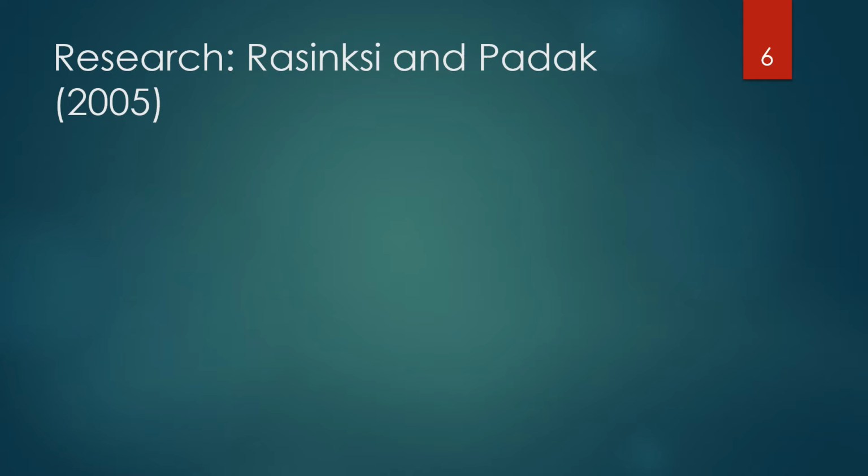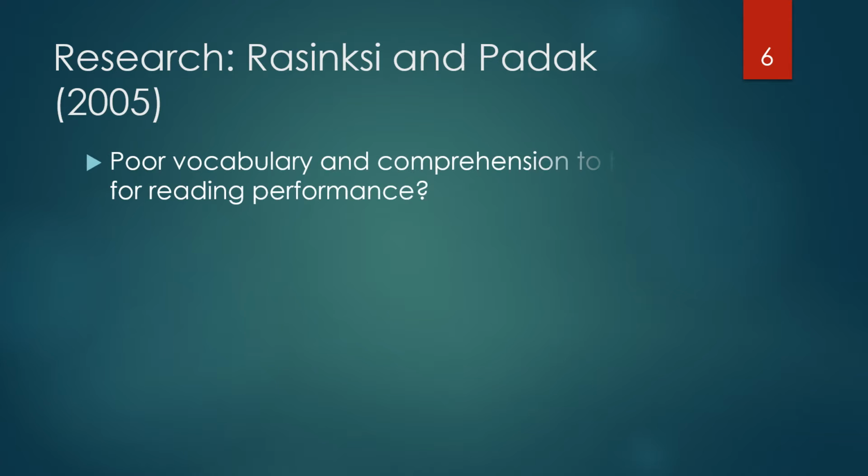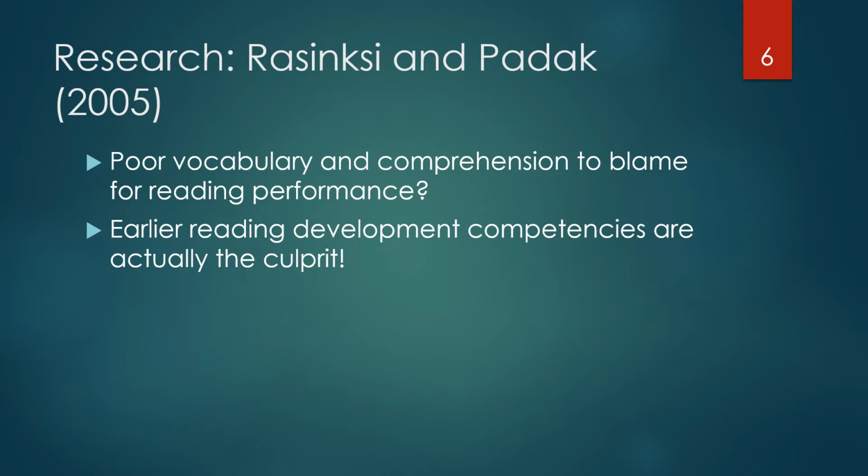Students in intermediate grades begin to receive more coursework that requires the ability to read fluently and comprehend the material. Brzezinski and Paddock found that typically poor vocabulary and comprehension are often faulted for low performance. They believe, however, that competencies from earlier stages of reading development, such as decoding and fluency, are to blame.